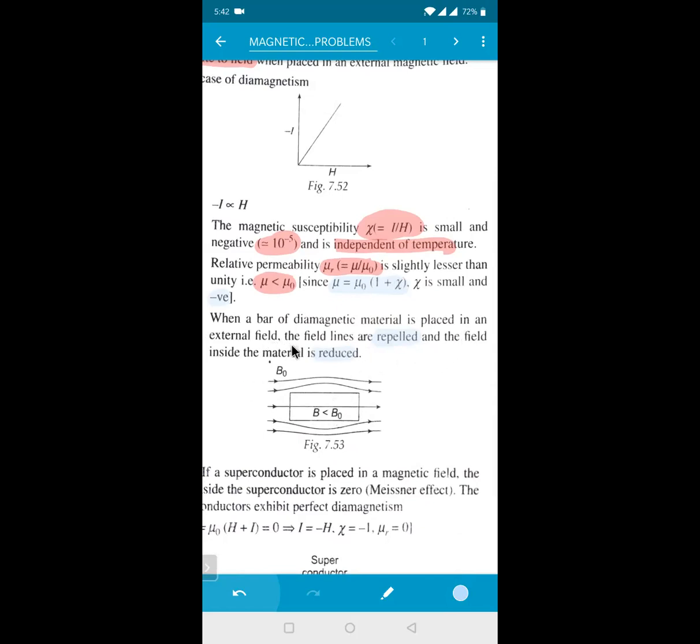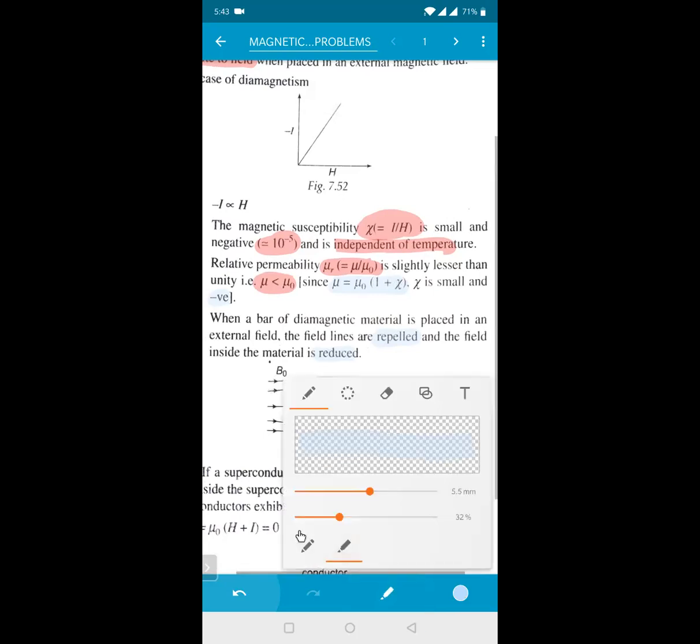Whenever it is placed in an external magnetic field, the field lines get repelled and the field inside the material is reduced. This is the diagram you need to remember. This is the bar magnet. This is the bar of diamagnetic material. When it is placed, the magnetic field of this diamagnetic material is lesser than the external magnetic field. Clear?